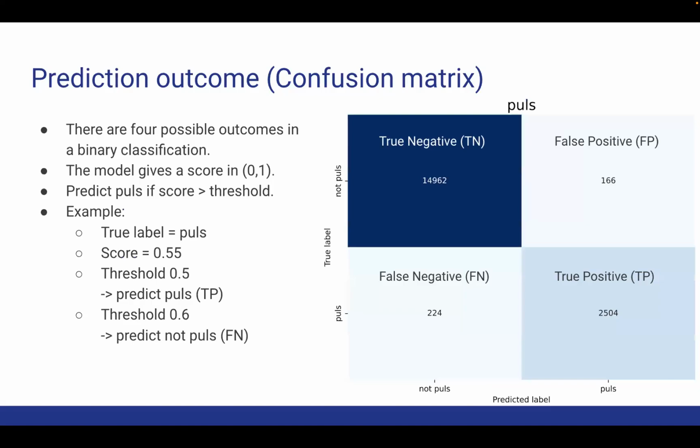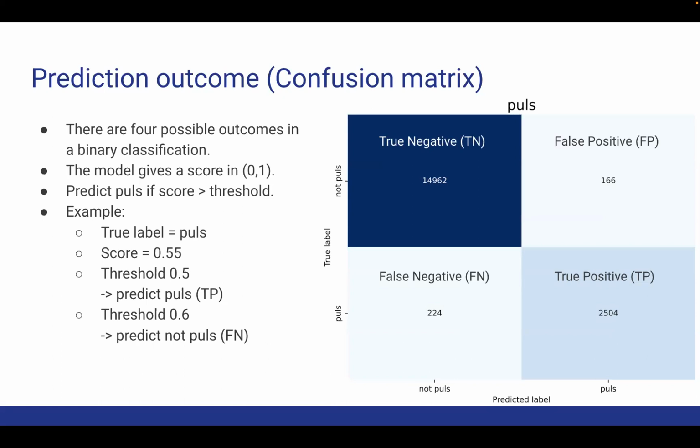So what we primarily looked at is prediction outcomes in a binary classifier. There are four different outcomes: true negative, false positive, false negative, and true positive. Our model gives us a score between 1 and 0, and in this case, this is a result for the pulsar category. We will predict it as a pulsar if the score is above a certain threshold.